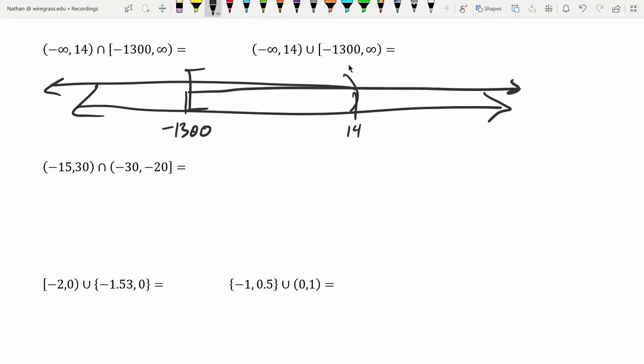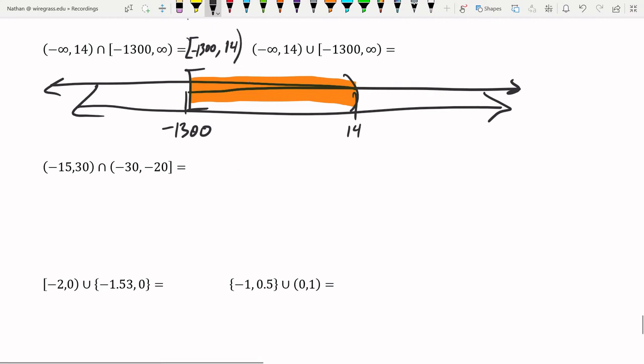Okay, the intersection is quite simple. It's just the overlap. That's going to be everything between negative 1300 and 14. Negative 1300 is included in both sets. It's a bracket in the bottom one, and it's in that bar in the top one. So it's going to be included in the intersection. 14, however, is not included in this first interval, so it's going to have a parenthesis next to it.